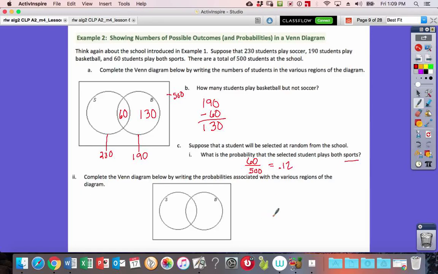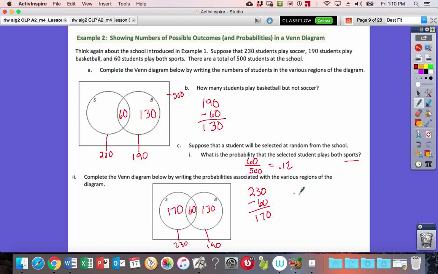Okay, complete the Venn diagram below by writing the probabilities associated with the various regions of the diagram. Well, they told us this one, we got this 130, we calculated that one up above. 60. We know this one's 230. We know this one is 190. To get how many are over here, I would have to say 230 minus 60, and I would get 170.